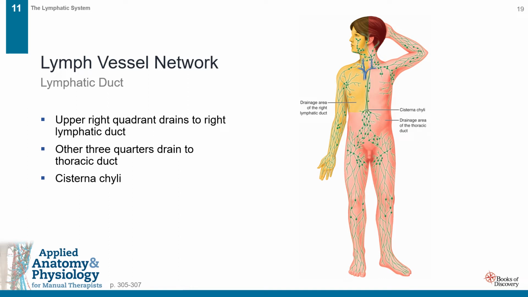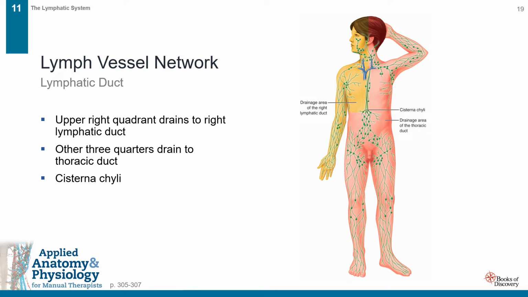The thoracic duct is centrally located in the thoracic and abdominopelvic cavities, parallel and just to the left of the abdominal aorta. It is the deep duct responsible for collecting lymph from the other three quadrants of the body: the lower left, the upper left, and lower right quadrants.